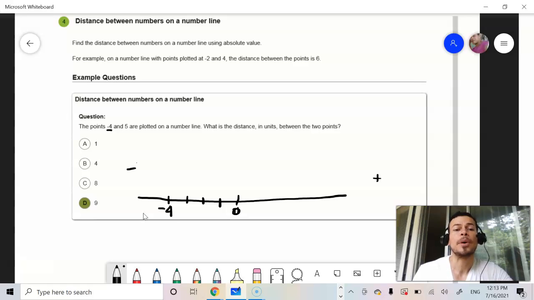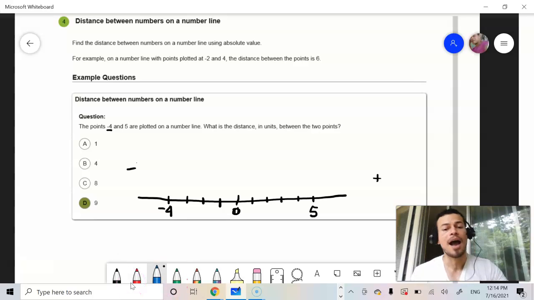And we have positive 5. So 5 is located to the right of 0 because it's a positive number. So we're going to plot it here. This is 1, 2, 3, 4, 5. Let's suppose that 5 is over here. So now, what is the distance between the 2 points in units?